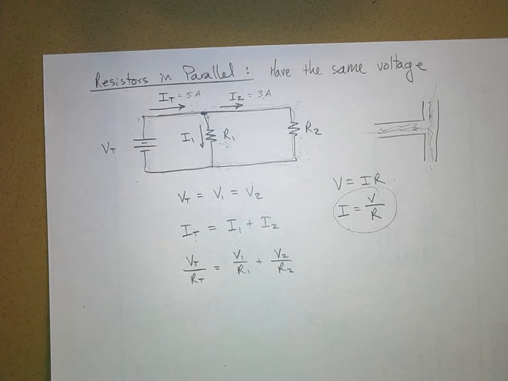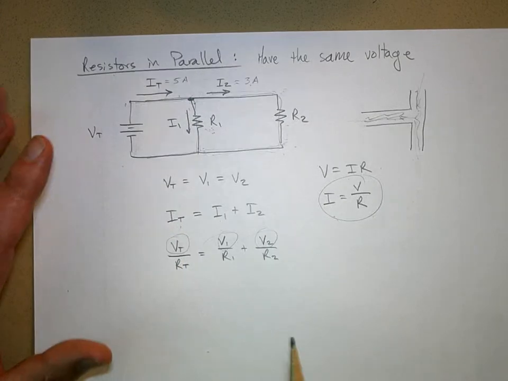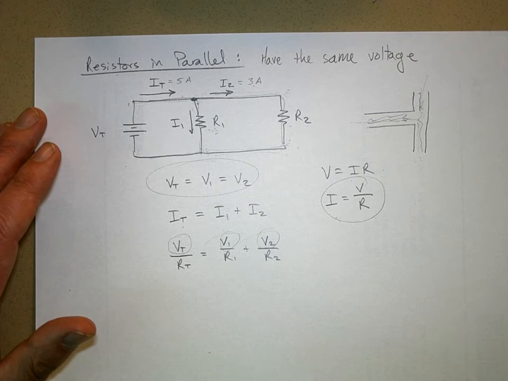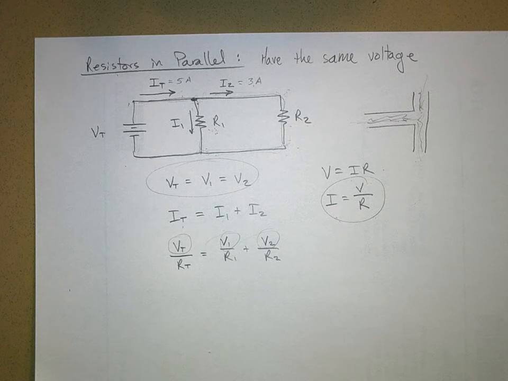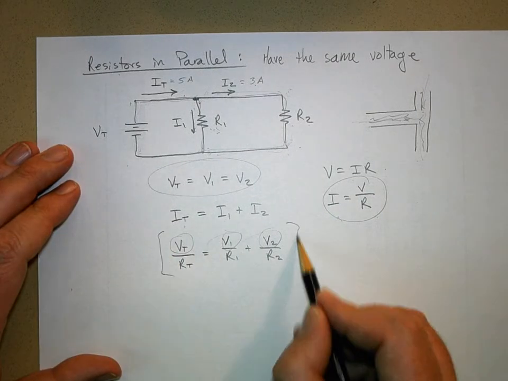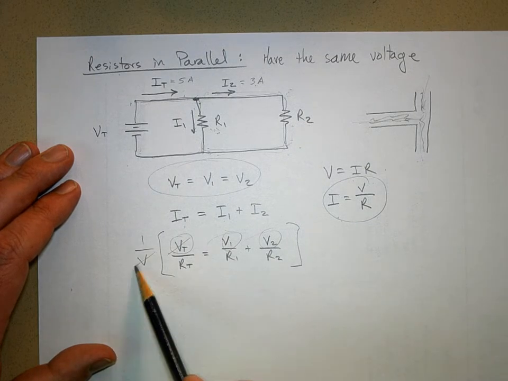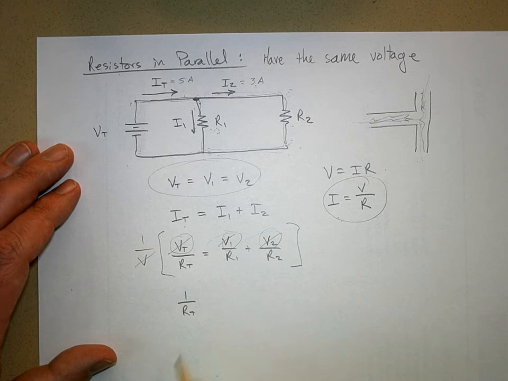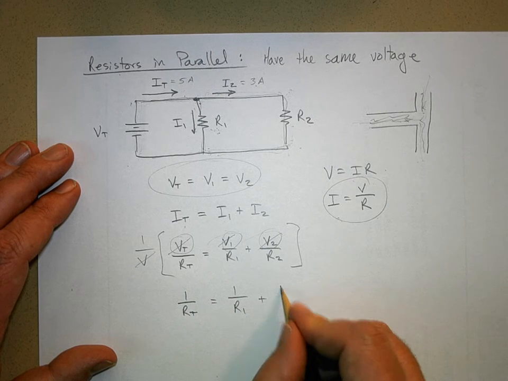Now, what's true about the total voltage and V1 and V2? They're all the same. So I can cancel them out. If the same thing's in each term, I can cancel it out. Or what I can do is multiply both sides of the expression by 1 over V, and that cancels this, this, and this, and I get 1 over the total resistance is equal to 1 over R1 plus 1 over R2.